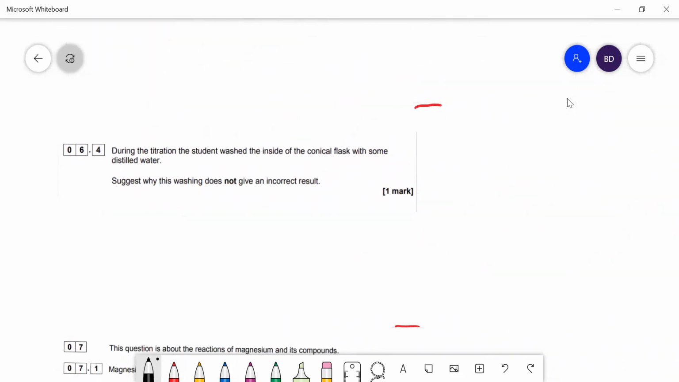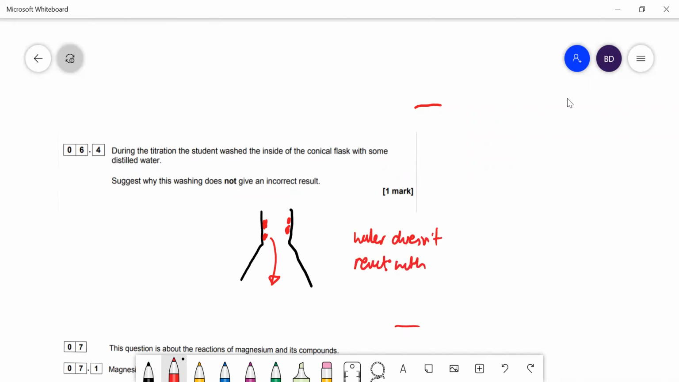During the titration, the student washed the inside of the conical flask with some distilled water. So you just wash around here, in case you get any bits of acid splashing that don't go into the solution. So you wash them off so they go in. Why doesn't that affect the final titer? It's because the distilled water does not react with the NaOH. You can also explain it by saying the total moles of NaOH hasn't been affected by adding water. The concentration of the NaOH doesn't matter. It's the number of moles you've got in the flask there.